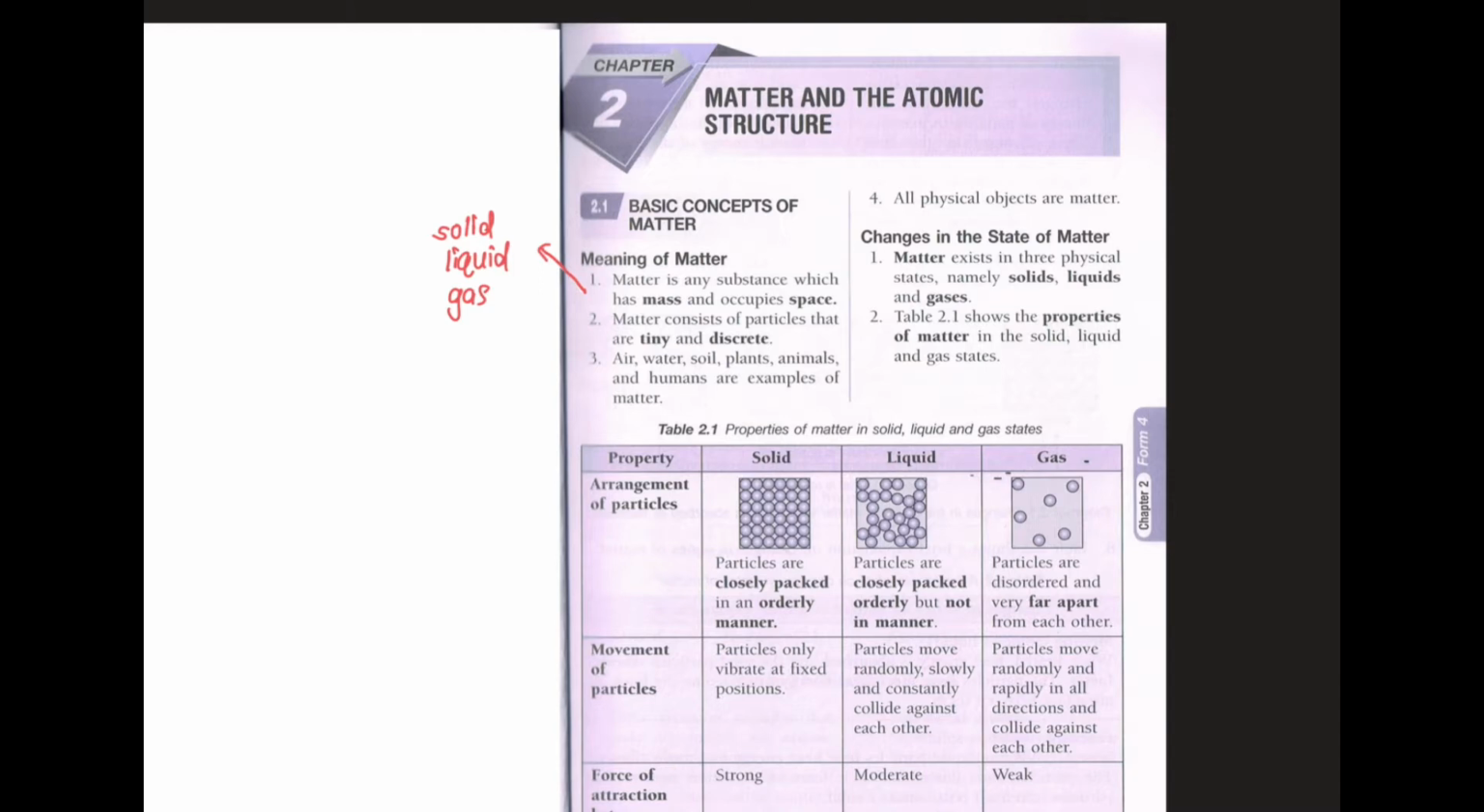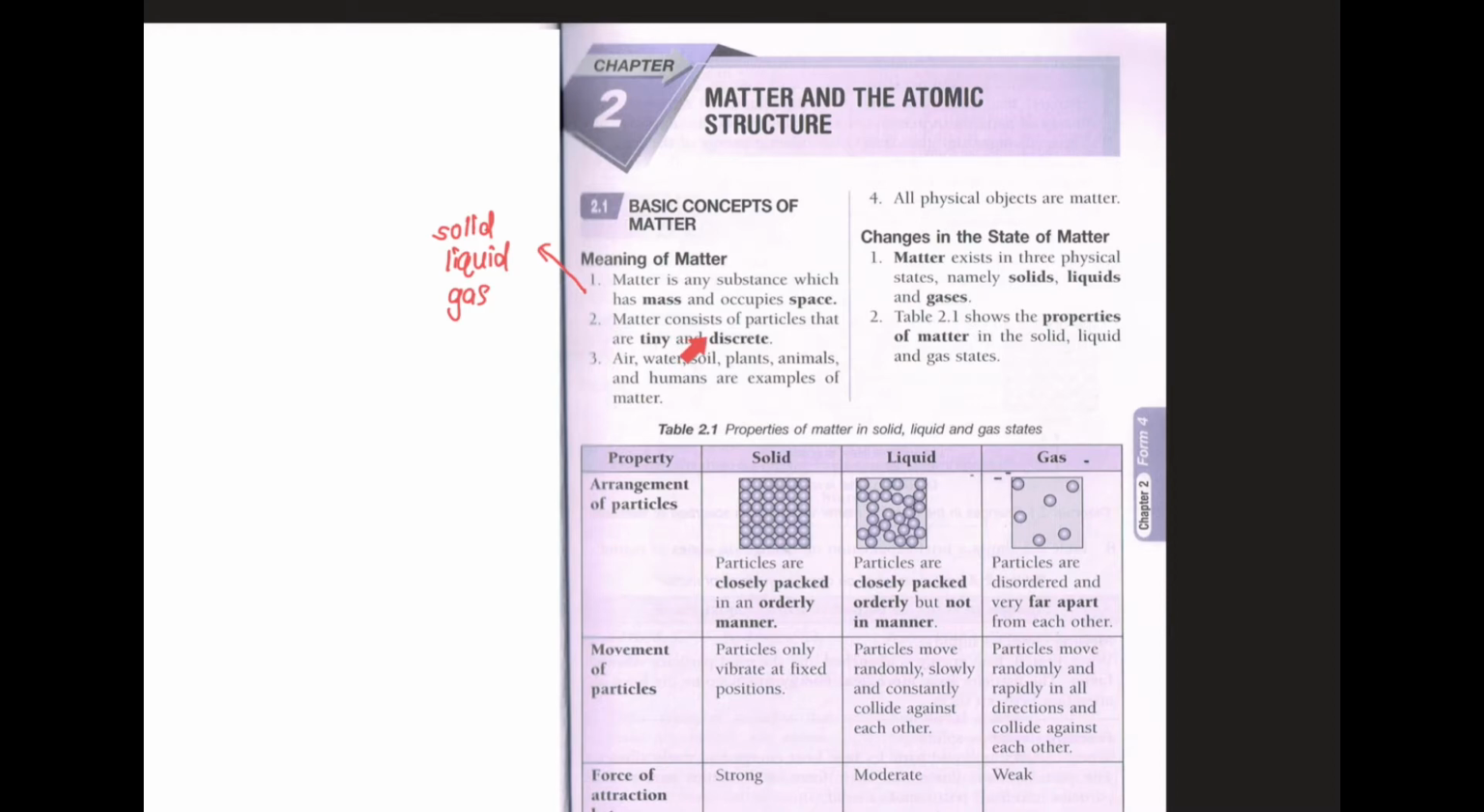Okay, now let's continue. Number 2, matter consists of particles that are tiny and discrete. So tiny means small, discrete means one by one. For example, you can see solid. The particles are one particle here, and one particle here, and one particle here. They are one by one. Okay, so we call that discrete.